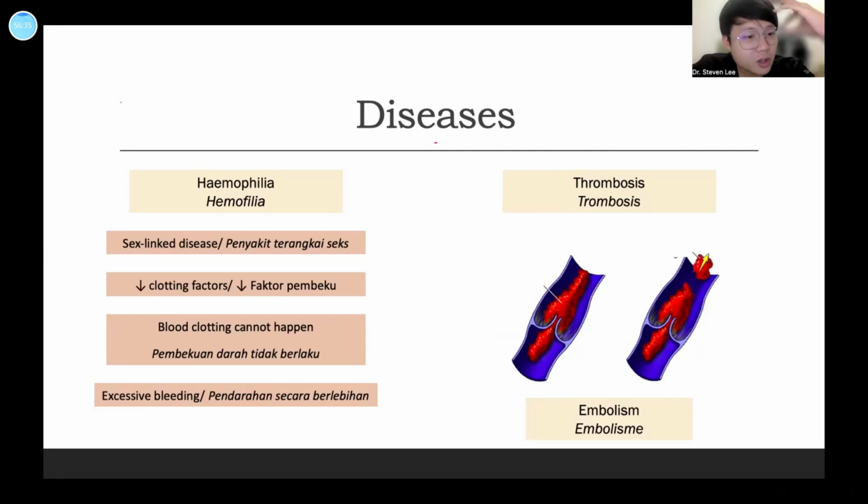Blood of diabetic patient does not clot. What do you mean? Why does the blood of the diabetic patient not clot? Kenapa?